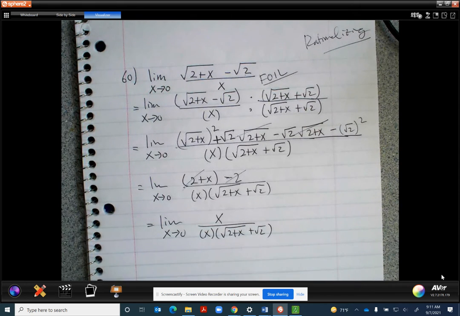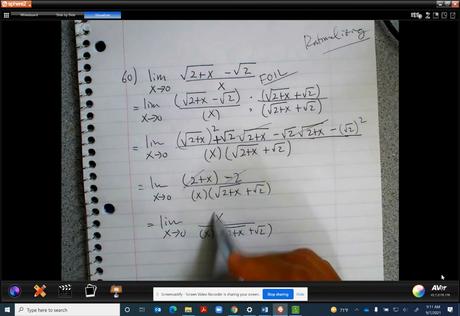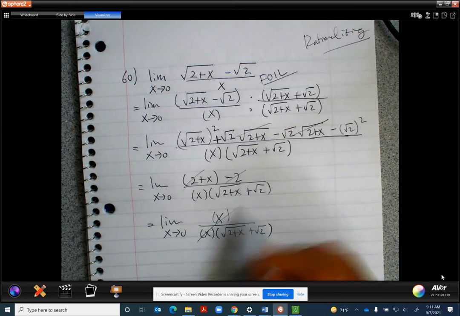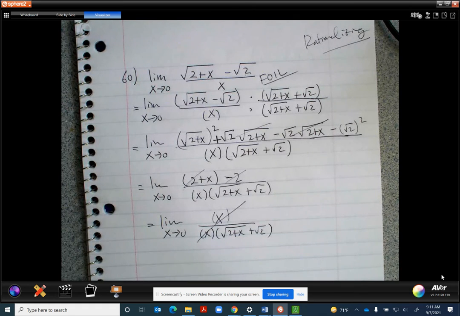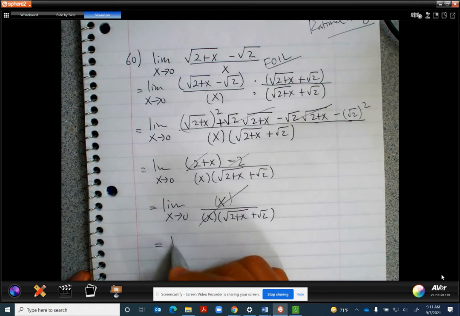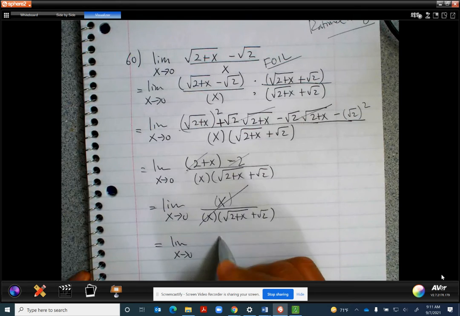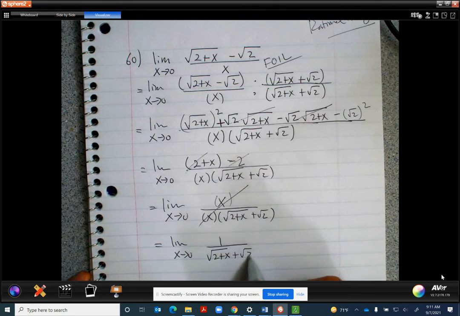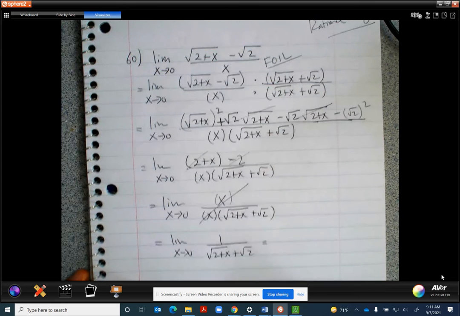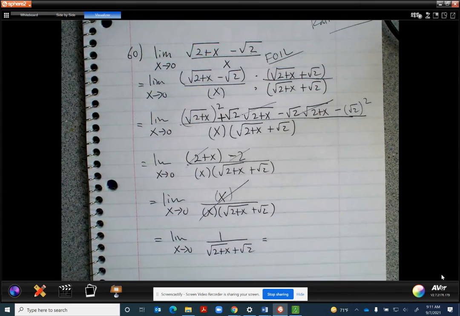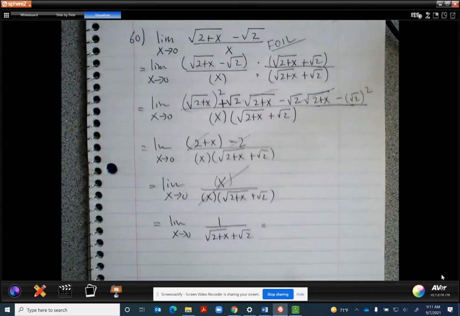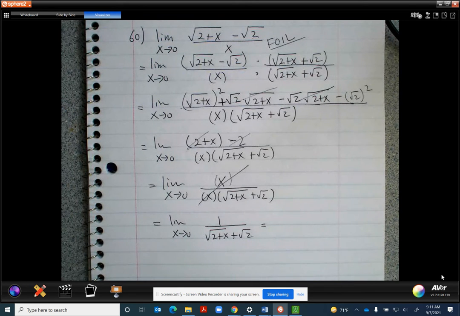Do you think we did this correctly so far? Do you think we did it correctly? Why? Because the x cancels out nicely. Do you see that? So then this is limit x goes to 0, 1 over square root of 2 plus x plus square root of 2. All right, I know that you guys learned this from integrated 3, but I know we forgot. So, all right, can we use direct substitution now?